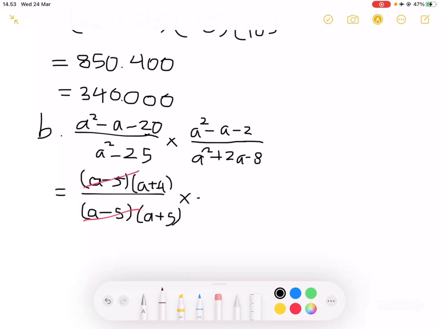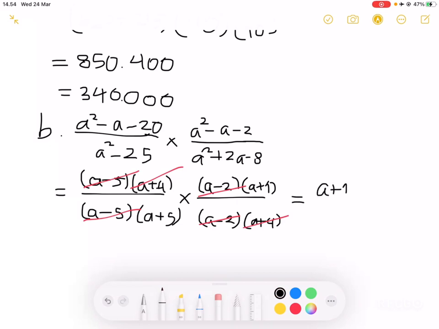Multiplied by this thing, a squared minus a minus 2. And if you factor that, you'll get a minus 2 times a plus 1. While the bottom part, let's see, we will have a minus 2 times a plus 4. Now you guys check that for the factorization. So the a minus 2's cancel and the a plus 4's will cancel, leaving us with a final answer of a plus 1 over a plus 5. That is it.